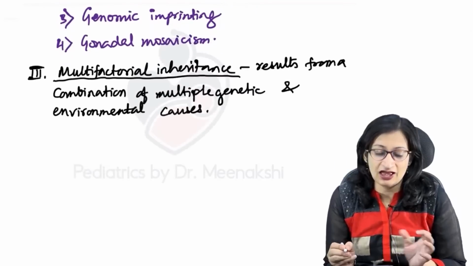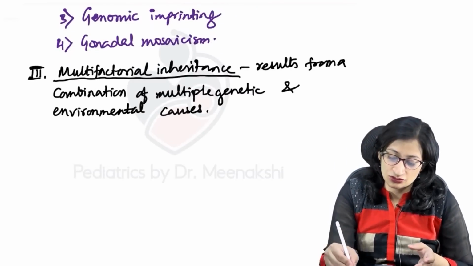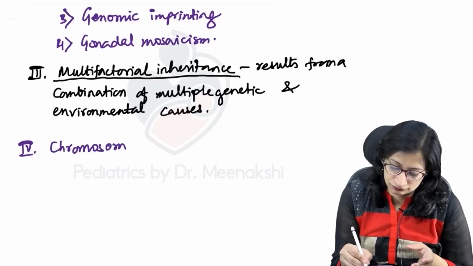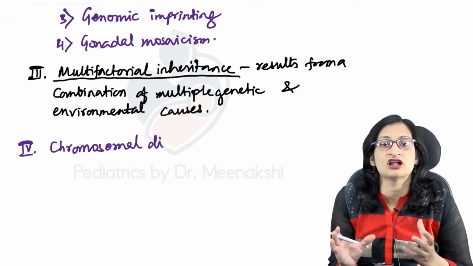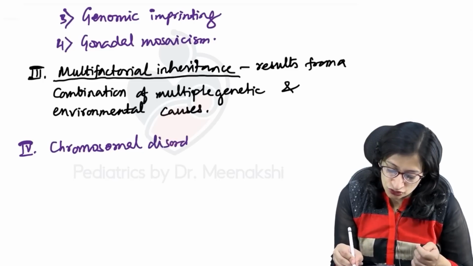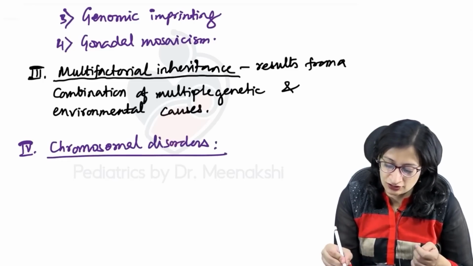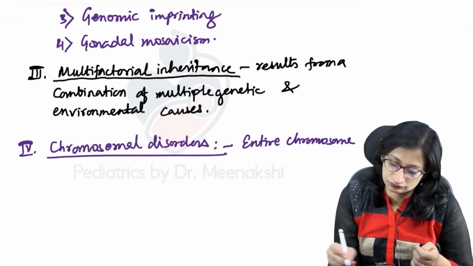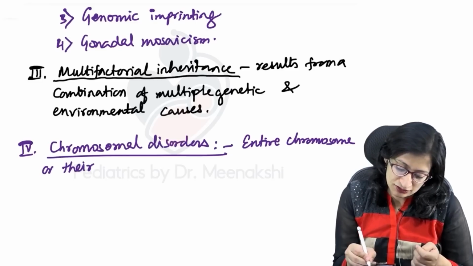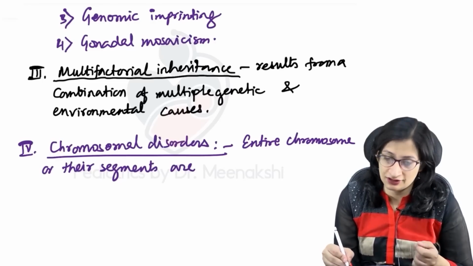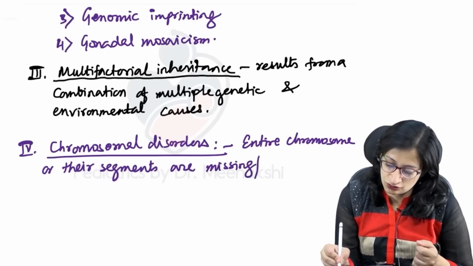Okay, and there are some chromosomal disorders, where the entire chromosome or a large segment of the chromosome is missing, or there is some abnormality in that. So chromosomal disorders are the disorders where the entire chromosome or their segments are missing, duplicated or altered.